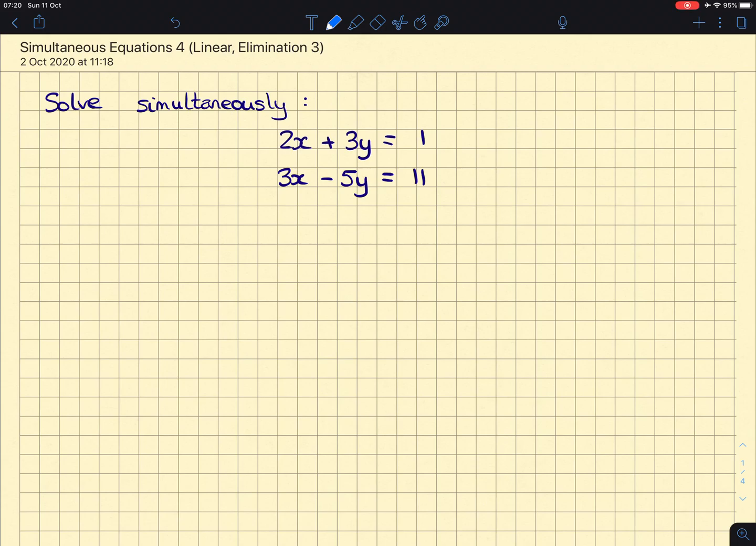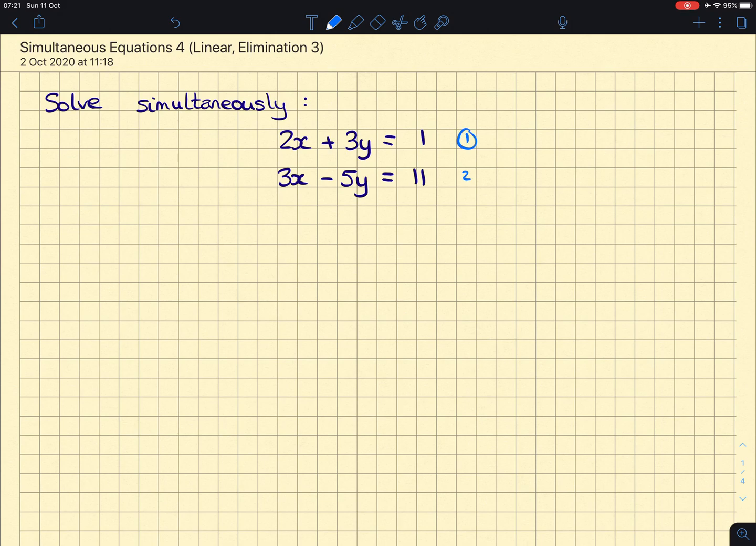In this video, we're going to solve a pair of simultaneous equations where neither pair of variables are the same or the opposite of each other, and it's not possible to multiply just one of them. So 2 can't go into 3, 3 can't go into 5, and irrespective of plus or minuses, you're going to have to change both of these equations.